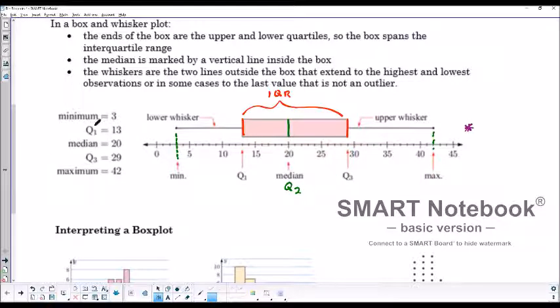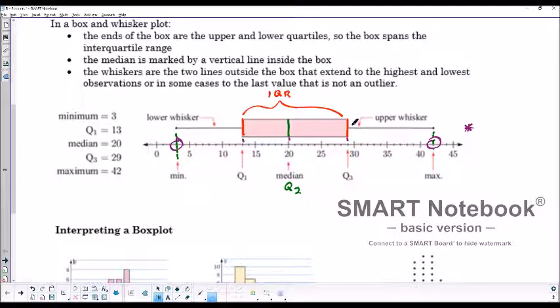Here we see that in this particular example, the minimum value is 3, so we see that 3 is right here. Q1, the lower quartile, is at 13. The median is at 20. The upper quartile, Q3, is at 29, and the maximum value is 42.